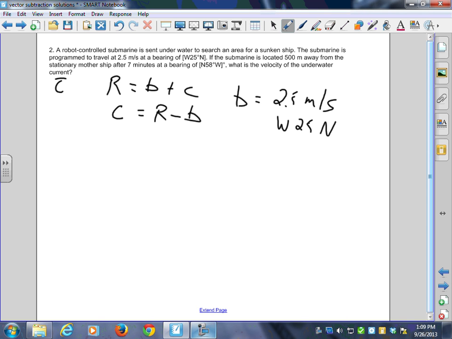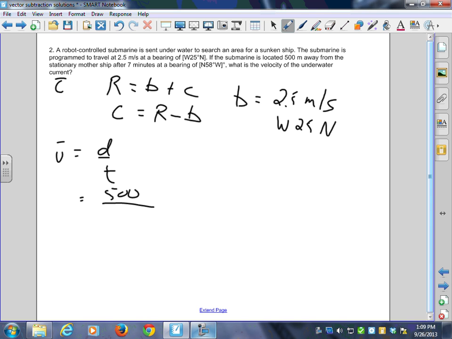Now, the submarine velocity was measured in meters per second, and so we need to come up with a velocity for the resultant of this submarine here. And all we know is that it's 500 meters away and it's 7 minutes. So we're going to have to go back to our V equals D over T formula from grade 10. 500 over, now the time, we're given 7 minutes, it has to be in seconds, so we're going to have to convert that to seconds.